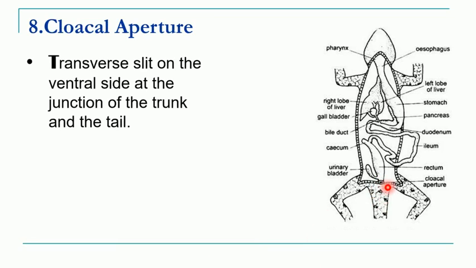So this is the cloacal aperture, which is nothing but a transverse slit-like structure present on the ventral side at the junction of the body trunk and the tail. So here the trunk part ends and the tail starts. At this junction you have a transverse slit-like structure which is known as the cloacal aperture.